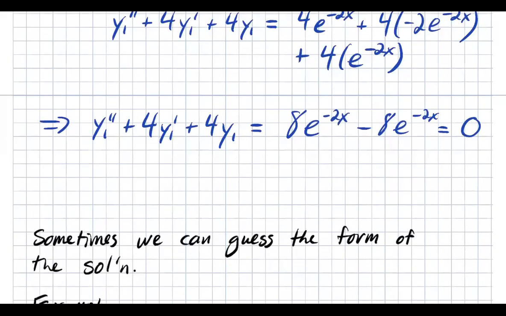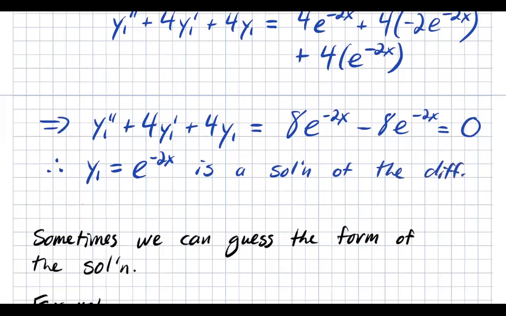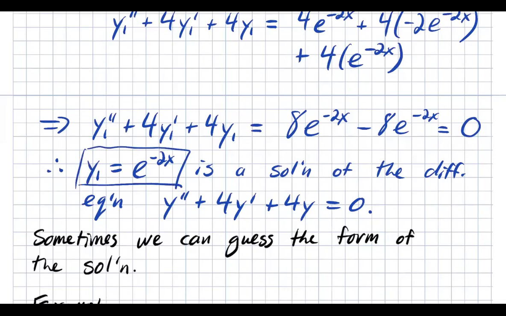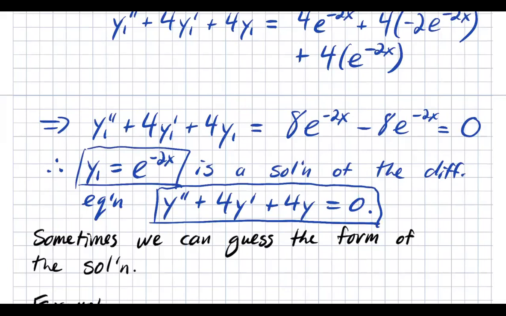So let's write that down. Therefore, y1, which is e to the negative 2x, is a solution of the differential equation y double prime plus 4y prime plus 4y equals 0. Okay, so this function satisfies this differential equation, and so we say that it is a solution of this differential equation.